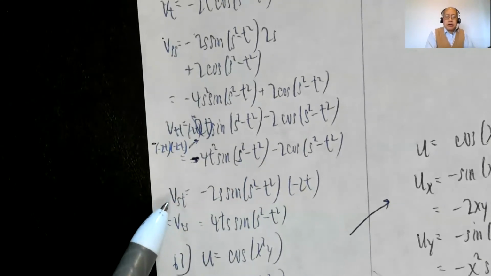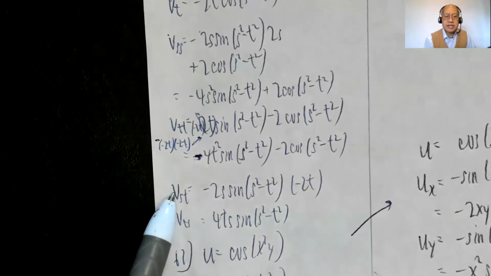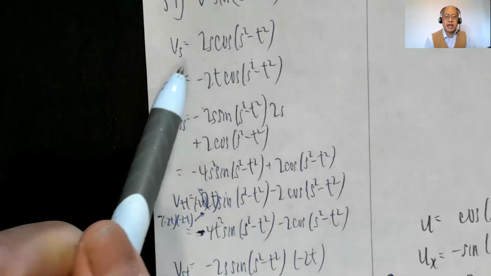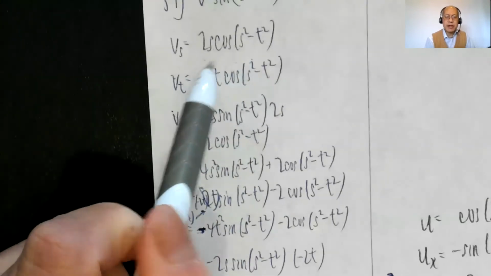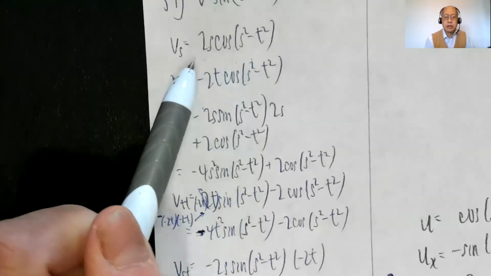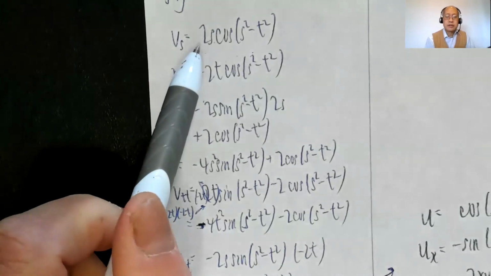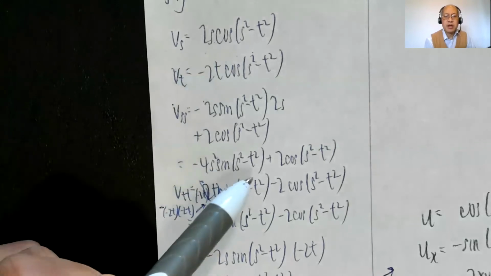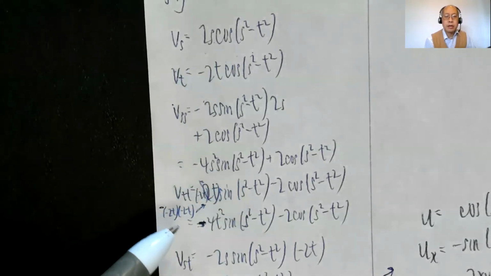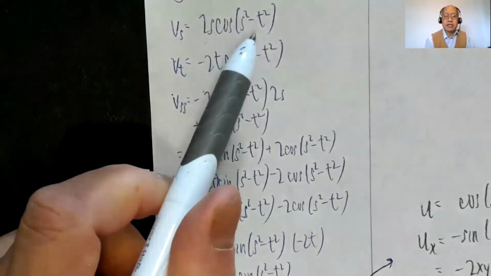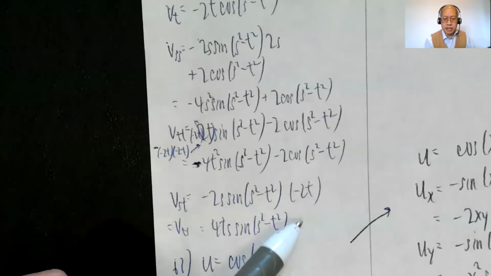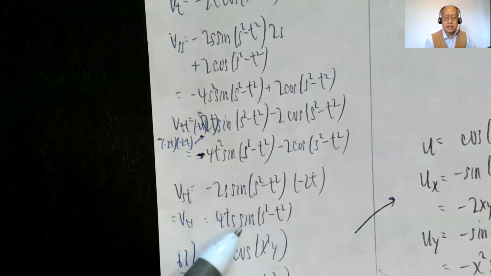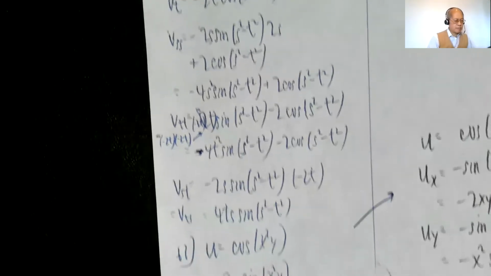And then the mixed partial, v sub st or v sub ts, either way, I can take this and differentiate with respect to t. So that's going to be 2s times negative sine of s squared minus t squared times the derivative of the inside with respect to t, which is -2t. And -2t times -2s, positive 4ts sine of s squared minus t squared. Okay.